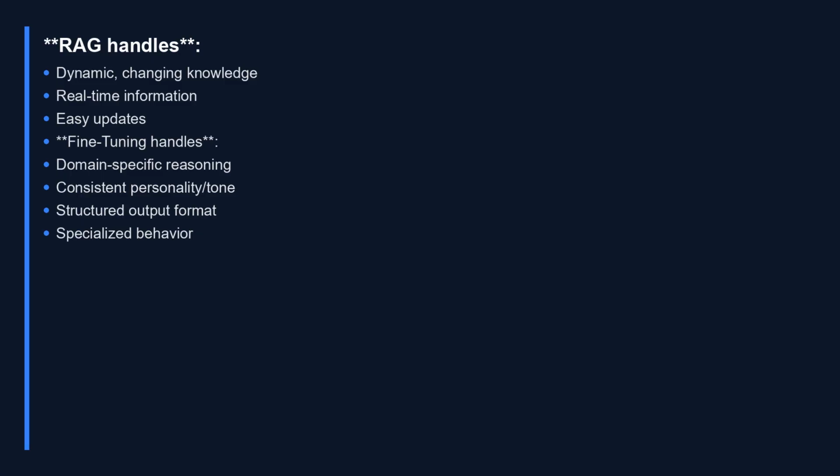Think of it as a division of labor. RAG owns dynamic knowledge, anything that updates frequently, anything that needs citations, anything too large to train on. Fine-tuning owns behavior, domain-specific reasoning, consistent tone and personality, structured output, and specialized task performance. Neither approach has to carry the full weight of the problem. Each does what it's best at.